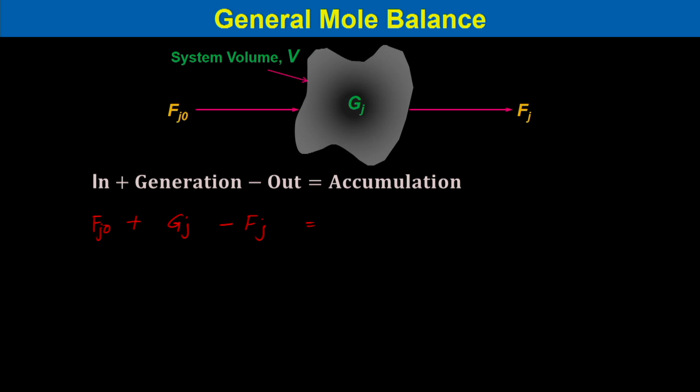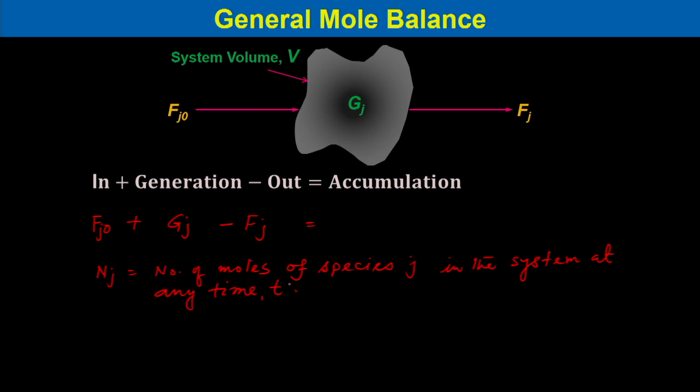If Nj is the number of moles of species j in the system at any time t, then the accumulation term we can write as dNj/dt.